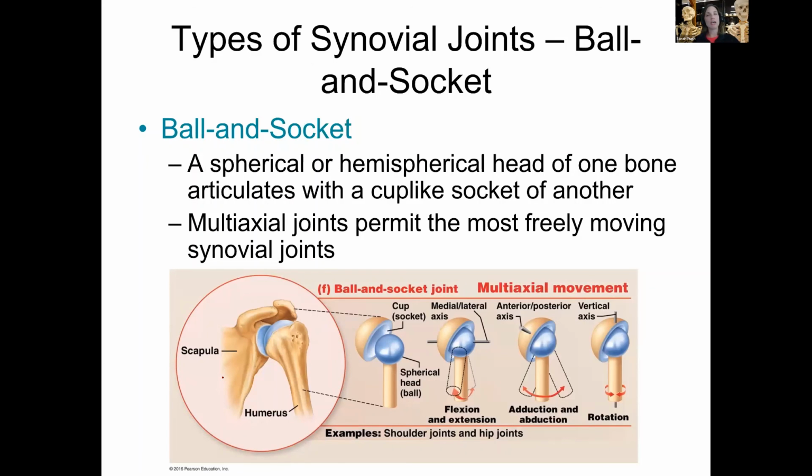And then the last one, a ball and socket, looks like a ball in a socket, right? This one allows for the most freely moving of all of our synovial joints, so it allows that multi-axial movement. The examples of this are going to be your shoulder and your hip. Those are both ball and socket joints.